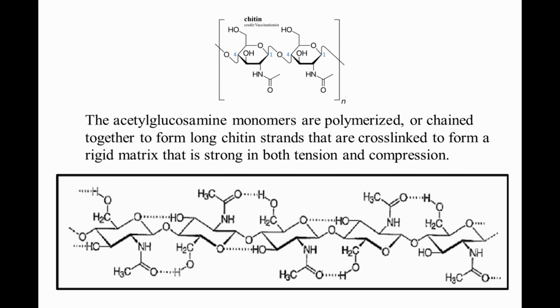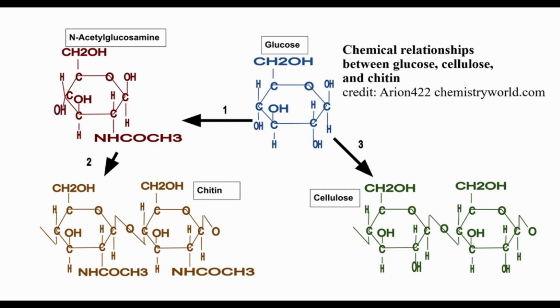CH3COOH. The acetylglucosamine monomers are polymerized, or chained together, to form long chitin strands that are cross-linked to form a rigid matrix that is strong in both tension and compression. The figure shows the relationships between the chemical structure of cellulose and chitin. Chitin is effectively cellulose with amide and acetic acids attached at each glucose.